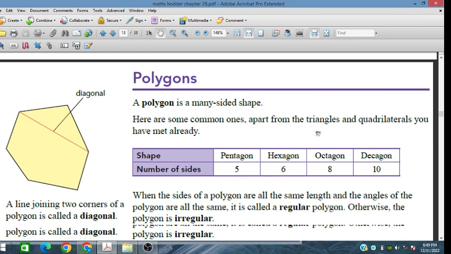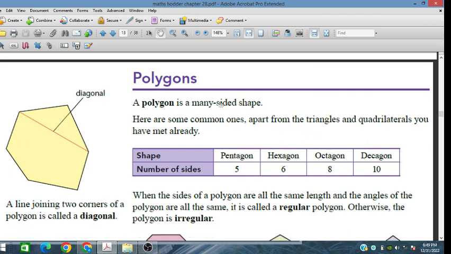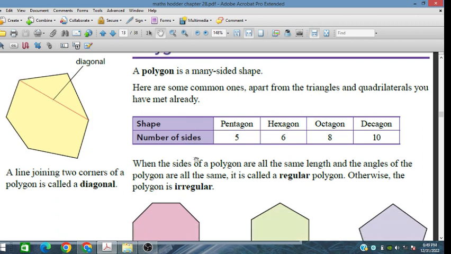So a polygon is a many-sided shape. Here are some common ones, apart from the triangle and quadrilateral, which you have met already. If the sides are 5, it's called a pentagon. If the sides are 6, it becomes a hexagon. If the sides are 8, it is called an octagon. If they're 10, it's called a decagon.